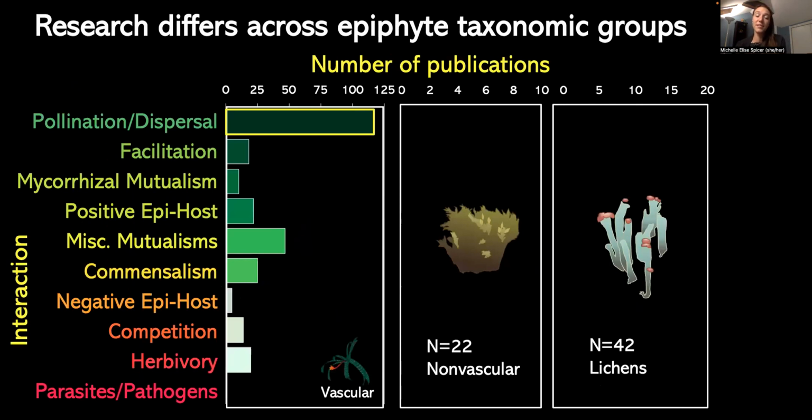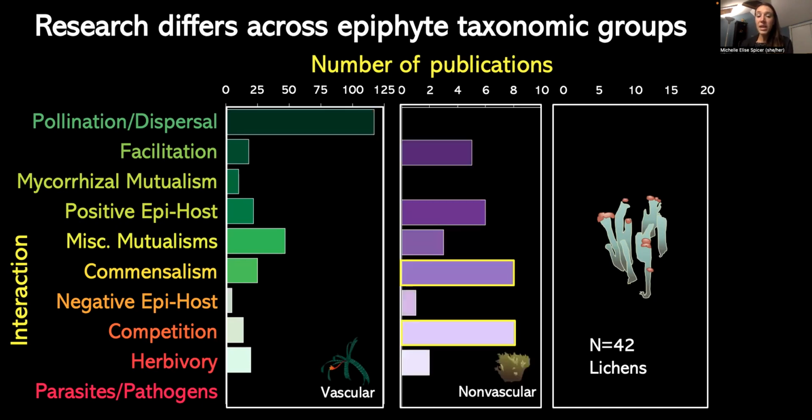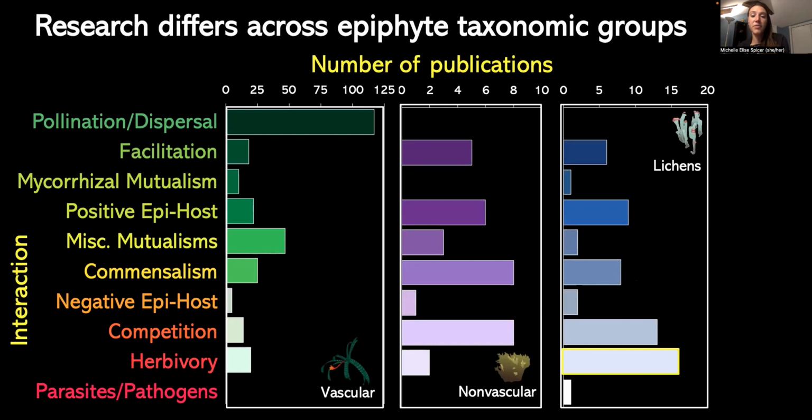Now, first in the vascular plants, as I already mentioned, pollination and dispersal are by far the most common, over 100 articles that we saw on that interaction. In non-vascular plants, it was very different. So, of course, pollination doesn't happen in these, but dispersal is certainly important. But we did not find any articles that were published on bryophyte dispersal per se. We also saw a much higher number of articles on competition and commensalisms. Finally, in lichens, we saw a very different pattern again, where herbivory was the most commonly studied biotic interaction.